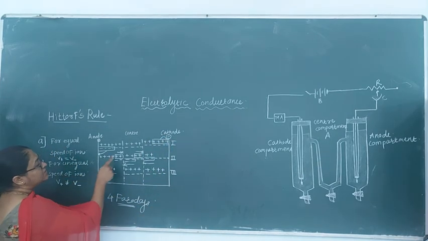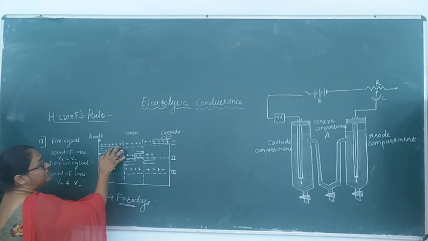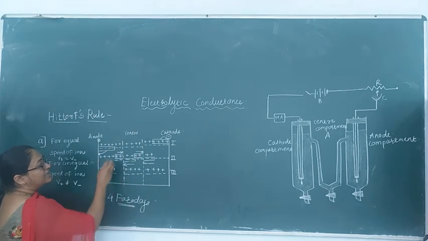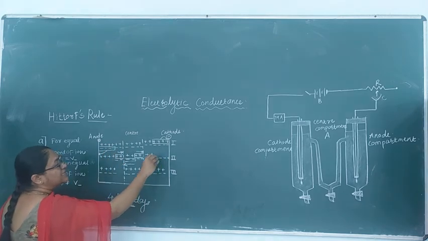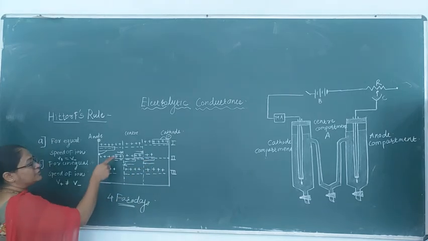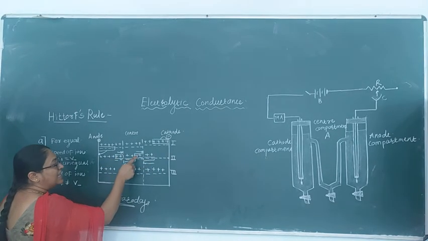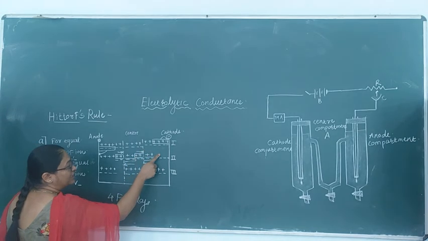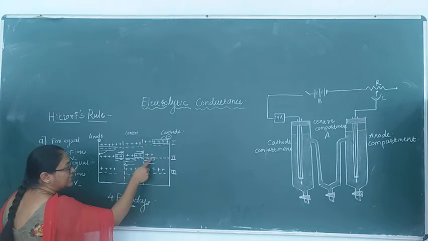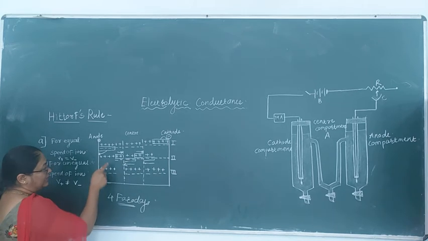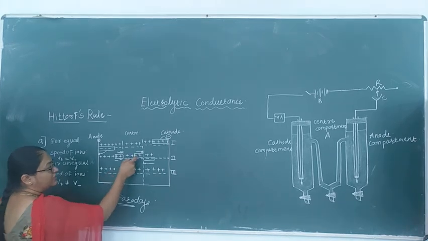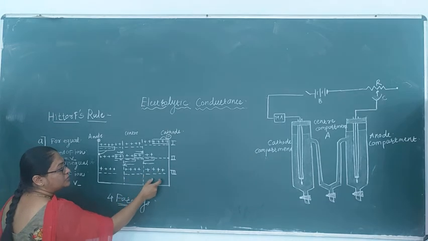After the first stage, while this migration is taking place, 2 Faradays of electricity is carried by the cations from anode to cathode, and 2 Faradays of electricity is carried due to the migration of the anions from cathode to anode. So 2 cations move first to the center, and from the center to the cathode. Here also 2 anions migrate first to the center and from the center to here. So this is the result: 4 positive, 4 negative, here also 4 positive, 4 negative, 4 positive, 4 negative.